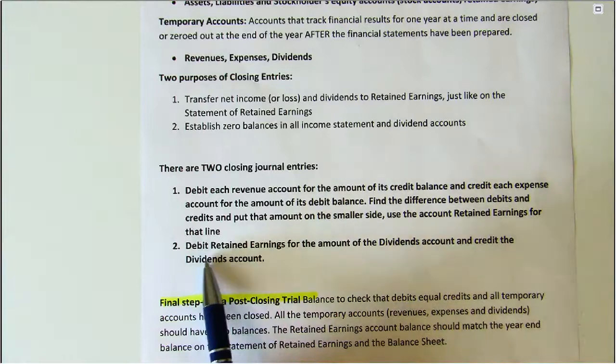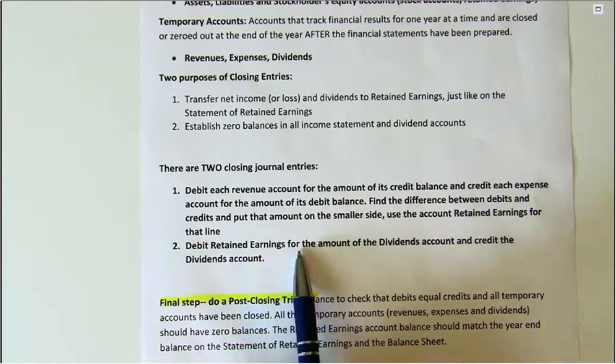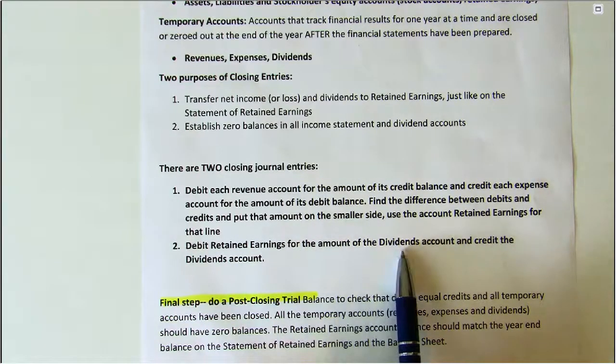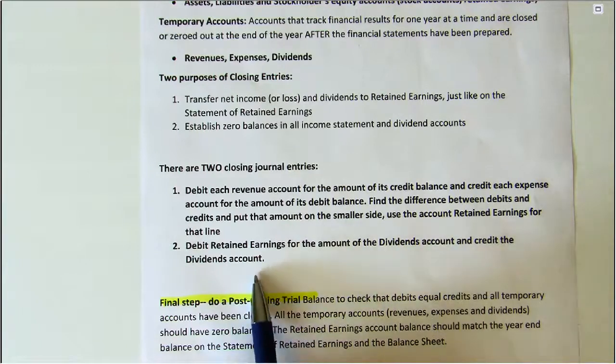The second journal entry is to debit retained earnings for the amount of the dividends account and credit the dividends account. And that will set all the revenues, expenses, and dividends back to 0.